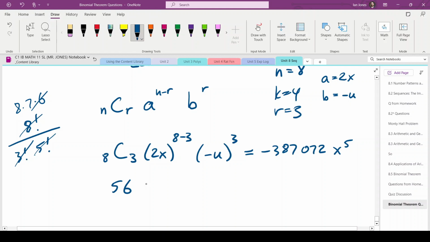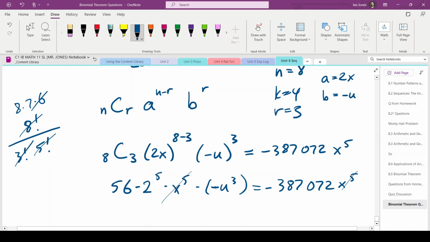Then I have 2 to the 5, x to the 5, negative u cubed. And that's a negative. Equals negative 387,072 x to the 5. I'm encouraged by the fact that they both have x to the 5, so that's good. And since I'm solving for u, I can divide both sides by x to the 5. I'm not solving for x.